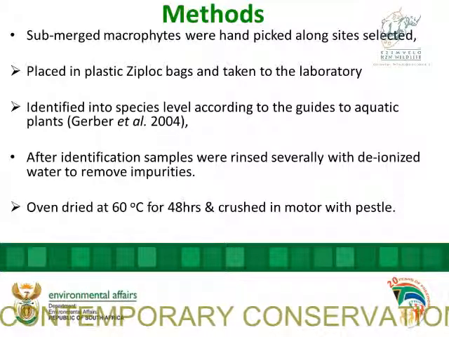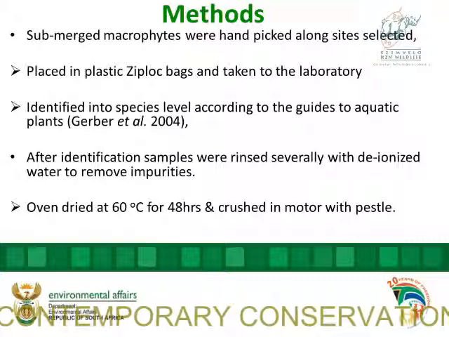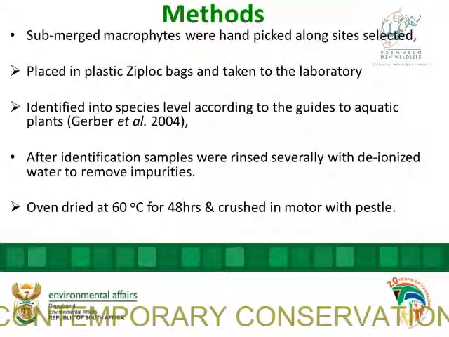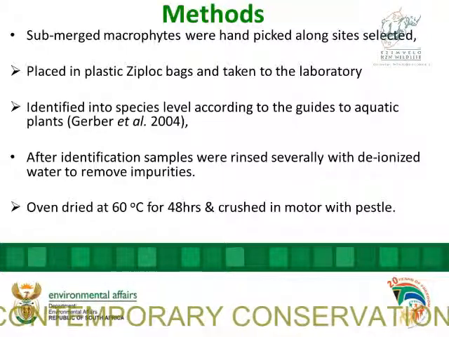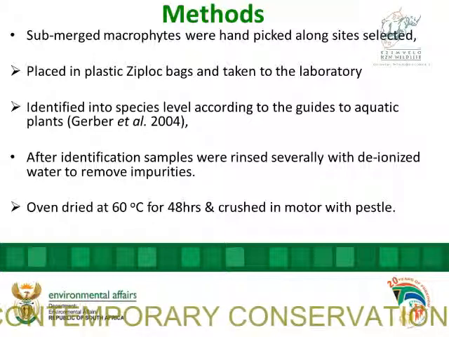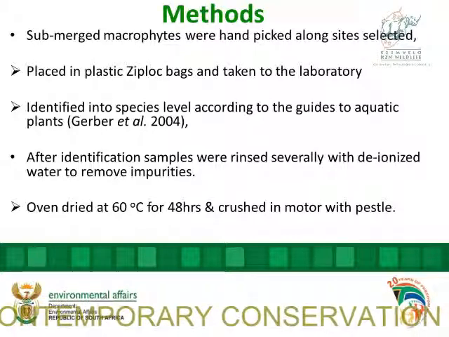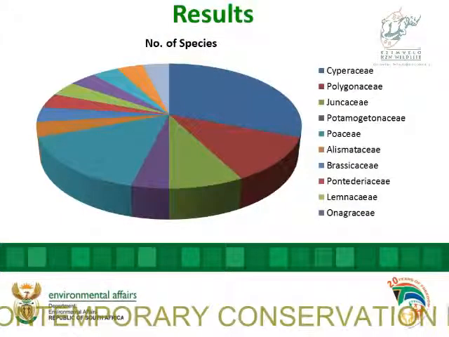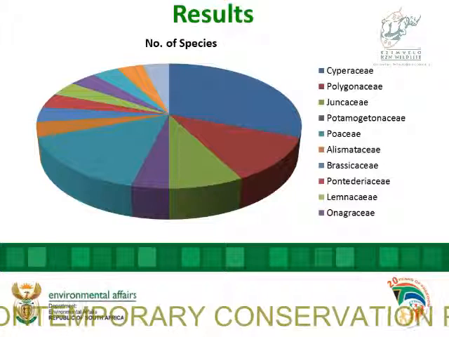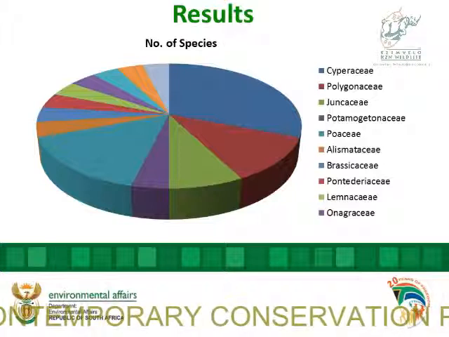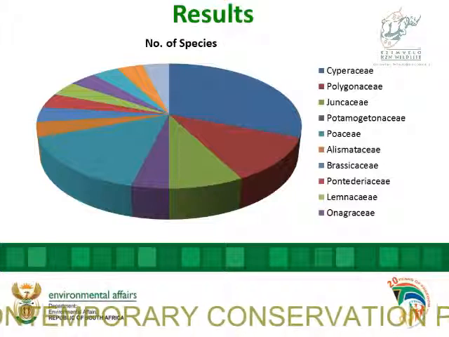We handpicked macrophytes along the river as we selected. We transported them to the laboratory. We identified them down to species level, and we prepared them for isotopic analysis. We recorded about 26 species of macrophytes from about 14 families.